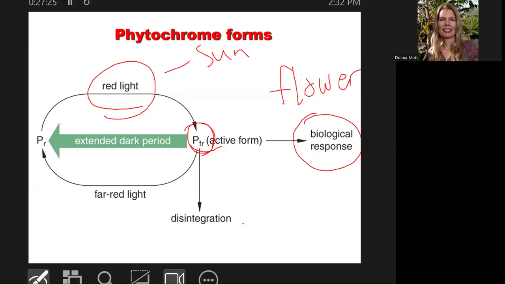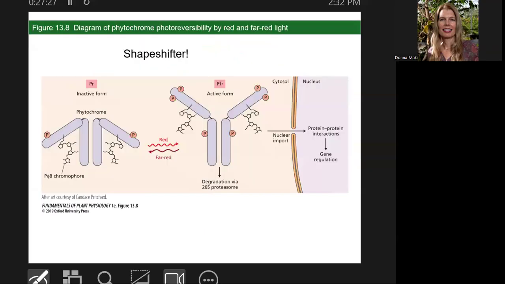Okay, so let's look at this visually. This is the shape-shifting idea. To me, the P sub R form kind of looks like the letter M. I can't help but think about the YMCA dance, because that looks like an M and the other one looks like a Y. So I think about YMCA. Am I dating myself, or do you all know that YMCA song?